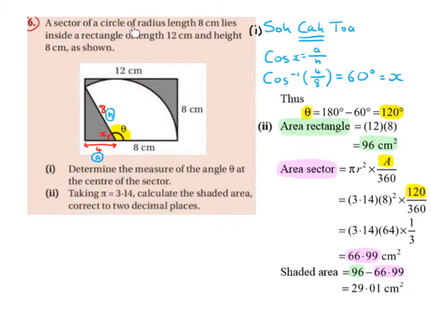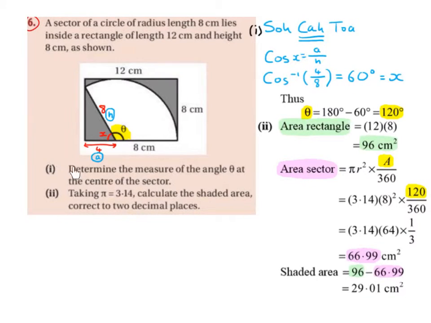A sector of a circle of radius length 8 centimeters lies inside a rectangle of length 12 centimeters and height 8 centimeters as shown. So here's our rectangle, 12 by 8, and here's our sector of a circle. It has a radius of 8.